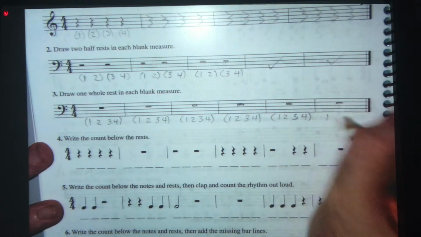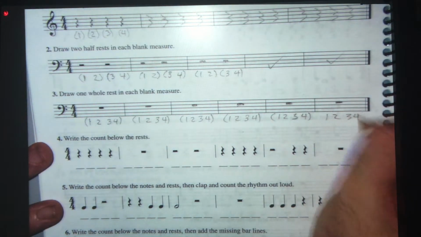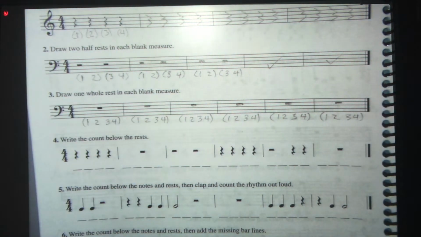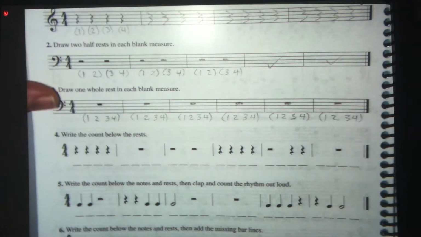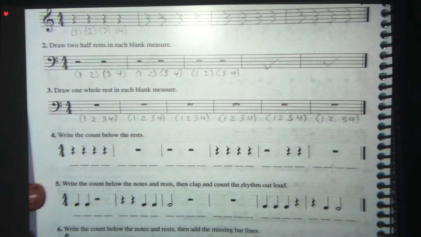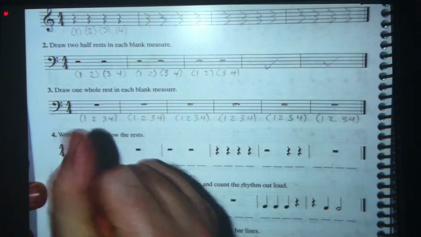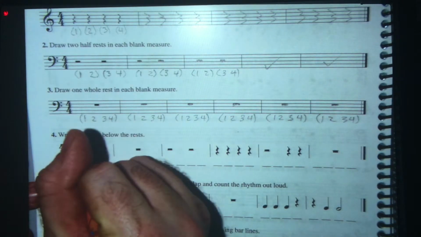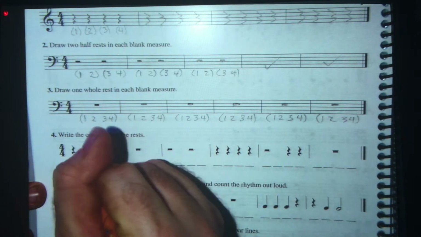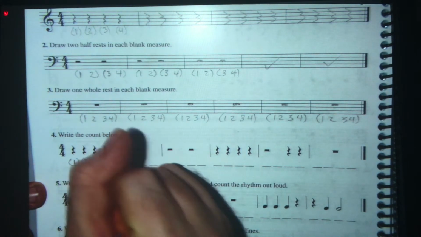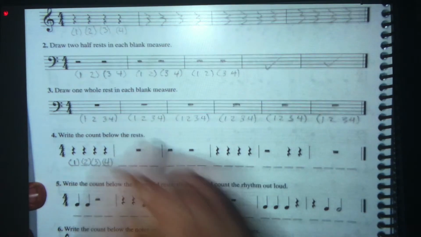Do your best to space them out. There you go. Number 4, write the counts below the rest. So we have a combination of all the different rests that we've learned. This would still be 1, but in brackets now, 2, in brackets now, 3, in brackets, and 4. There you go.